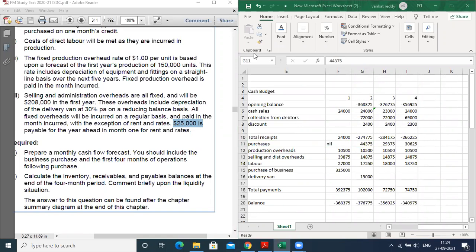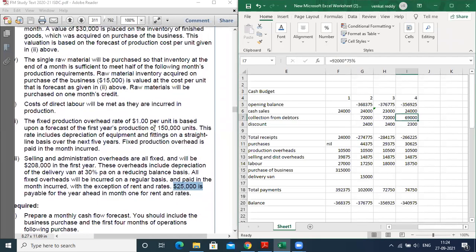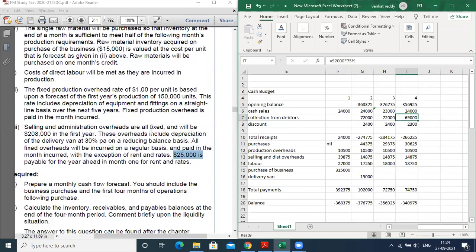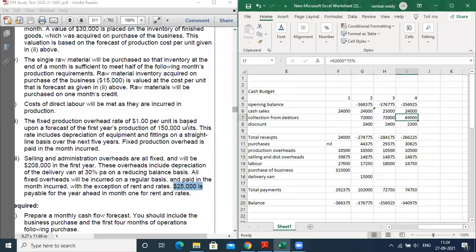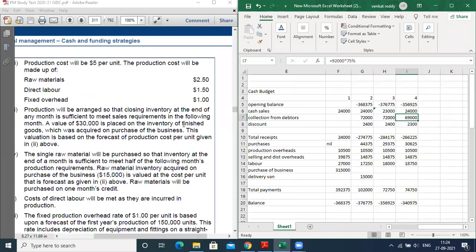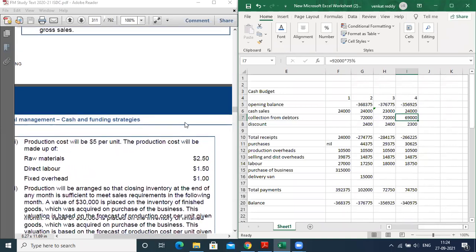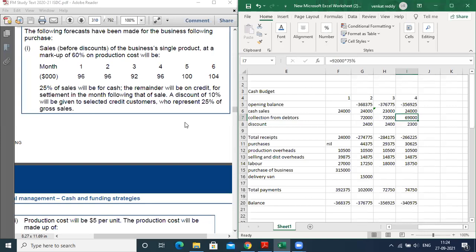Collection from debtors for the fourth month. Now here, for the fourth month, I need to consider the previous month sales. So my previous month sales is, here you can see, I believe, 92,000. On the 92,000, 75%. So 92,000 into 75%, 69,000 is nothing but the collection from debtors.